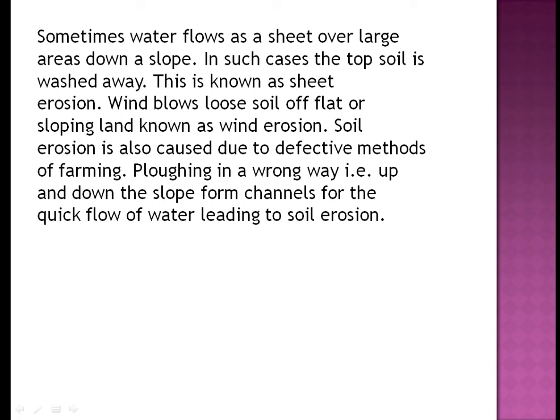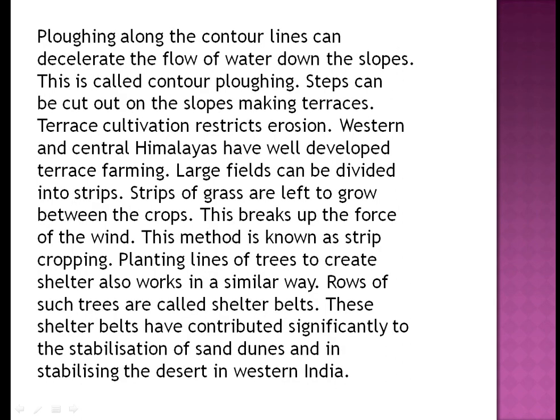Sometimes the water flows as a sheet, that is going to be called sheet erosion. Wind blowing loose soil of flat land is going to be called wind erosion. Soil erosion is caused due to defective methods of farming, plowing in a wrong way, which also leads to soil erosion by water. Next, here are some measures by which we can conserve and preserve the soil. This is the last slide. Please observe very clearly.